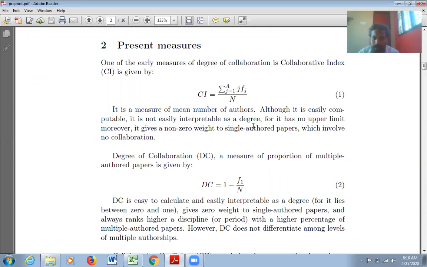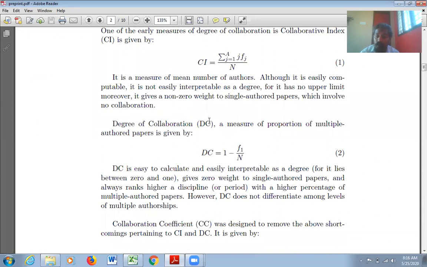To overcome this problem, they calculate DC. DC gives zero weight to single author papers. While calculating DC, we do not take into account the contribution of single authors, because we bother only about collaboration. Why should we bother about the papers contributed by single authors? So that is the problem with the CI. To overcome this shortcoming, in DC I take only multi-author papers. So the problem of CI is rectified by DC.